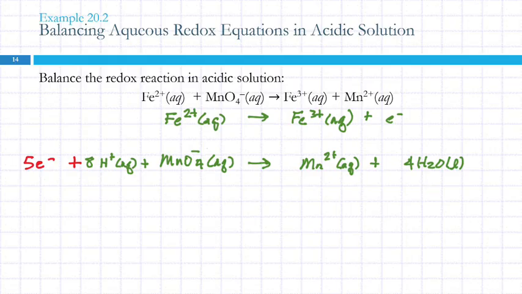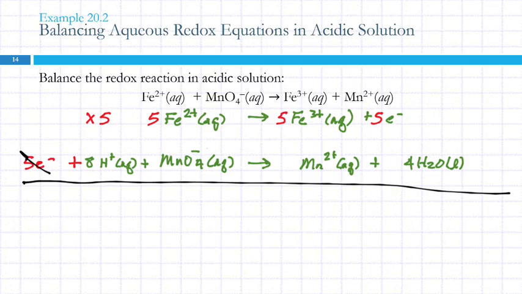What's the next step? You've got it written on the slide above. Electrons, right? So this one has 5, and that one has 1. So I'm going to multiply this one by 5. 5, 5, and 5. So the electrons are equal. Now we add them together. The electrons cancel out.